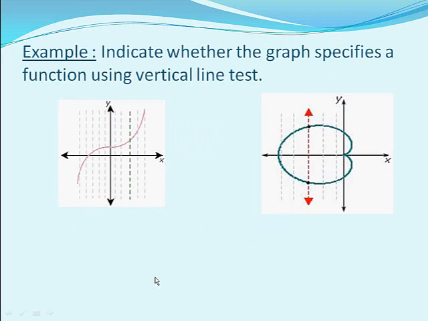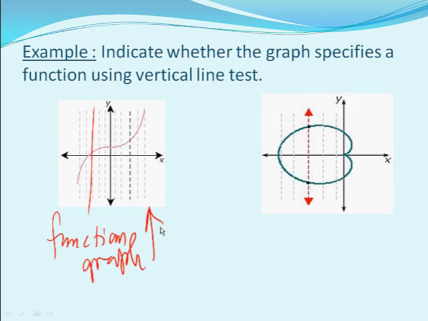In this example, we need to indicate whether the graph specifies a function using the vertical line test. So if you draw any vertical line, in the first graph there can only be one intersection, so this will be a function graph. In the second graph, we have a vertical line where it crosses the graph more than once. Here it is intersecting at 2 points. So the vertical line test fails here, so we can say that this is not the graph of a function.